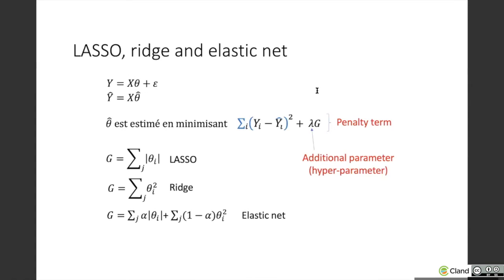In fact, this is a family of methods. You have different variants. The most popular variant is Lasso. But you also can find two other techniques that are sometimes used by people, the ridge regression and elastic regression. So again, we are in the framework of a linear model, and we want to estimate theta in order to produce prediction. And to estimate theta, we will minimize this function here.